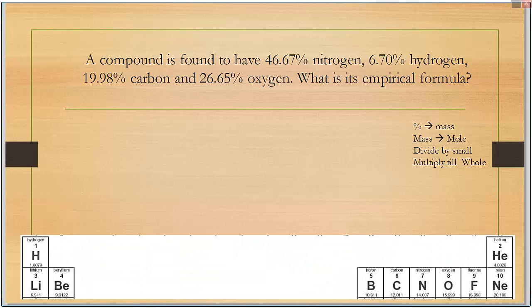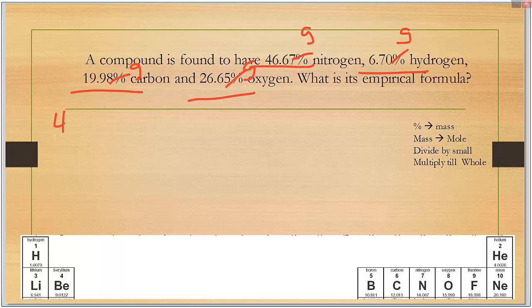We'll do one more like this. A compound is found to have 46.67% nitrogen, 6.7% hydrogen, 19.98% carbon, and 26.65% oxygen. This is going to be a longer one, but keep in mind the pattern is always the same. Let's start from changing everything from percentage to grams, and then after that we convert everything to moles. So 46.67 grams of nitrogen. Convert that over to moles by looking at nitrogen, which is 14.0.